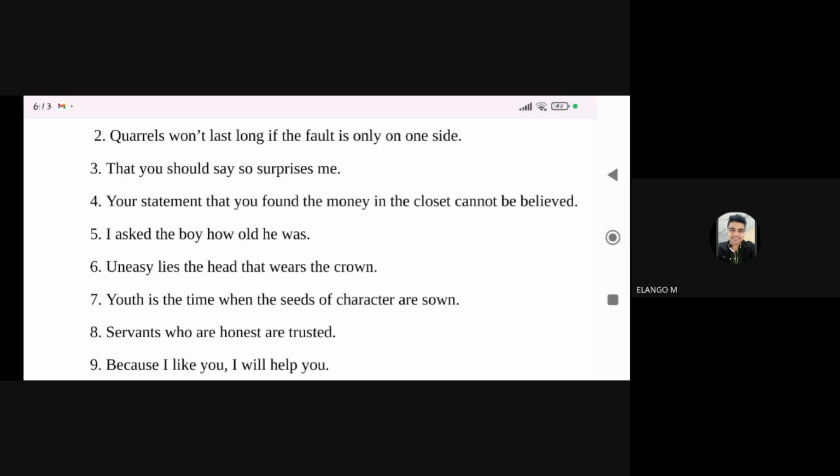How old he was. Correct. Now, what is it? I asked the boy how old he was. Adverbial? Ma'am, why not adjectival? I asked the boy.